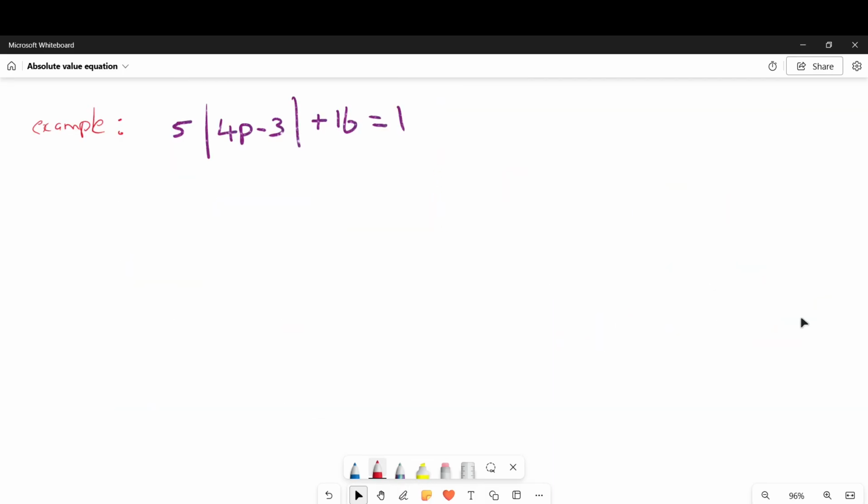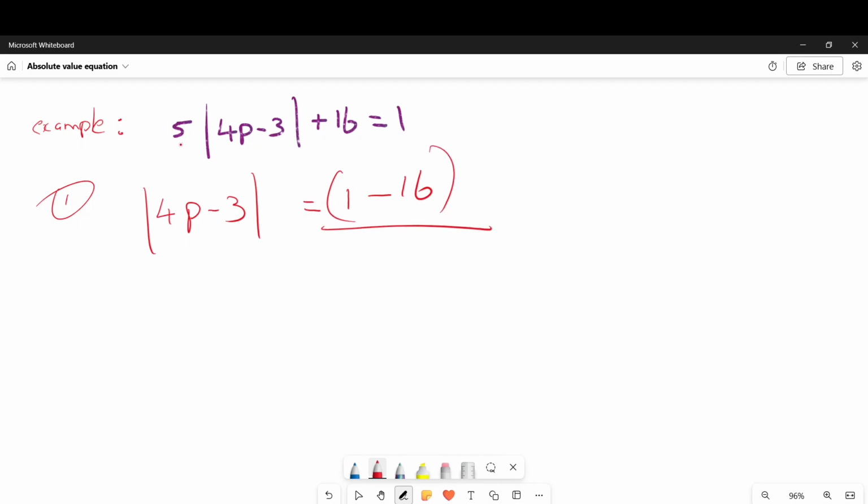Here, 5 times absolute value of 4p minus 3 plus 16 is equal to 1. This is an absolute value equation. Okay, so we are going to solve this one. So while solving, step number 1, isolate. 4p minus 3 should be on the left hand side. So on the right side we can shift this 5. So 1 minus 16, divided by 5. What's the right hand side? It will be 1 minus 16, of course, minus 15 by 5. Minus 15 by 5 is equal to minus 3.